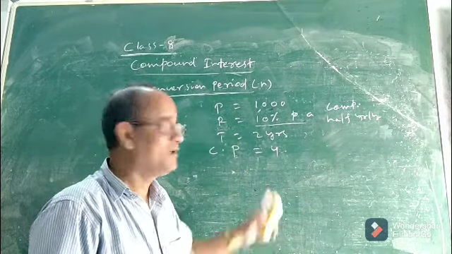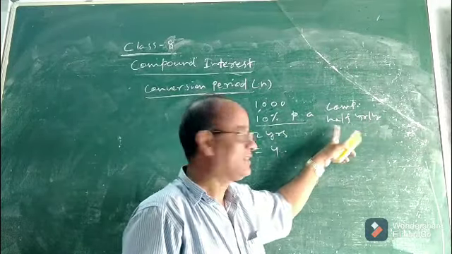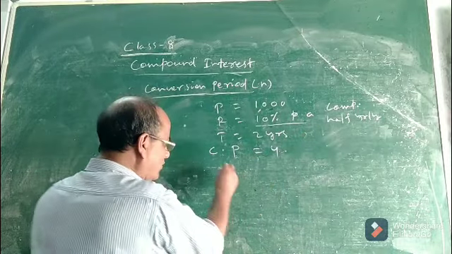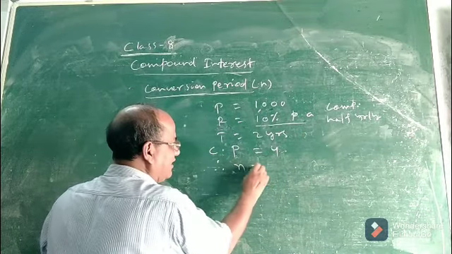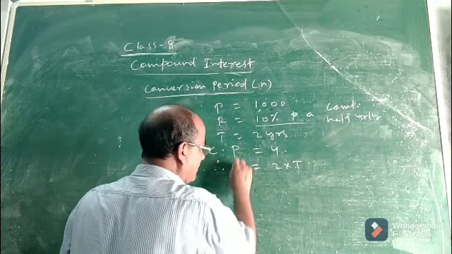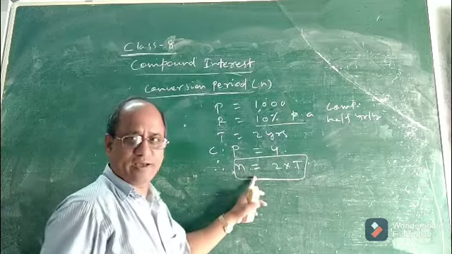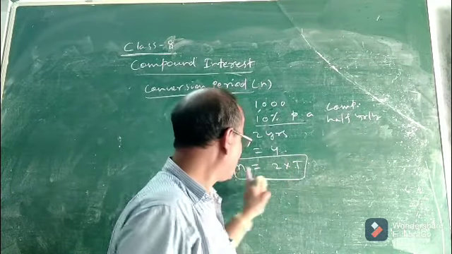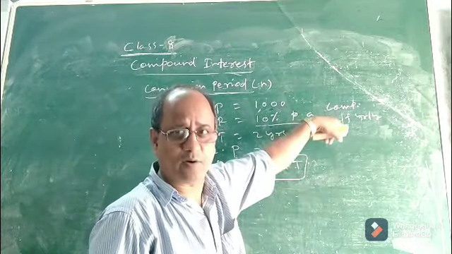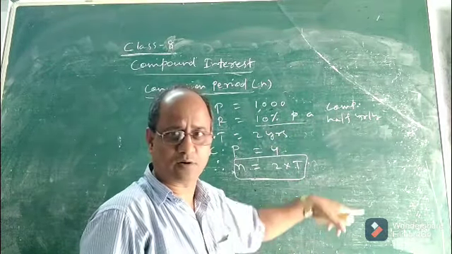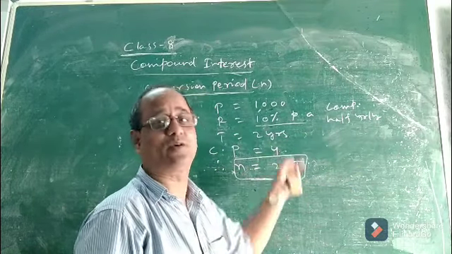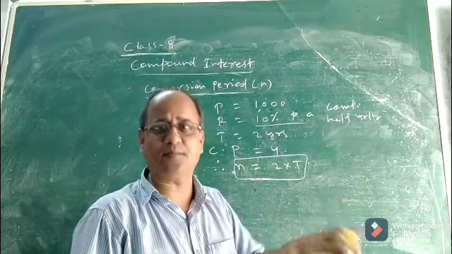Why is it 4? Because the interest is compounded half yearly. That means the time period in years will be multiplied by 2. So what will be the formula? In this case n, the conversion period, will be 2 into t. Please remember, when interest is compounded half yearly, conversion period equals 2 into the time period in years. When interest is compounded annually, as I discussed just before, the conversion period n will be equal to t, the time period in years.